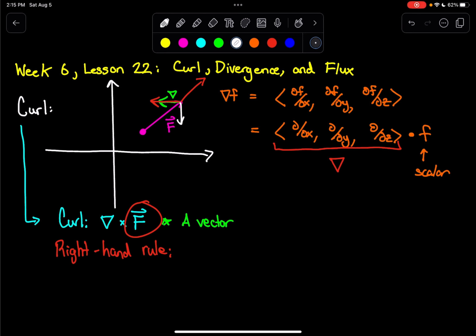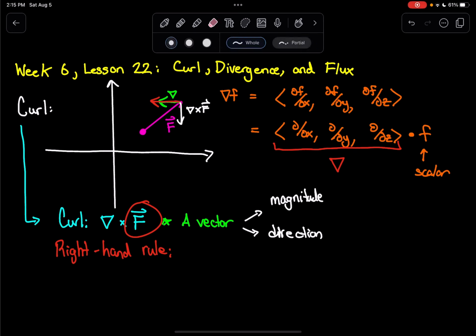So try it yourself. Point your first finger to the left, point your second finger in the direction of the vector F, and you're going to notice that your thumb points straight down. So this right here is representative of del cross F. And now what does this vector represent? Well, this vector, just like any other vector, comes with two things. It comes with magnitude and direction. And the question is, what does this cross product, this new little del cross F, give us?